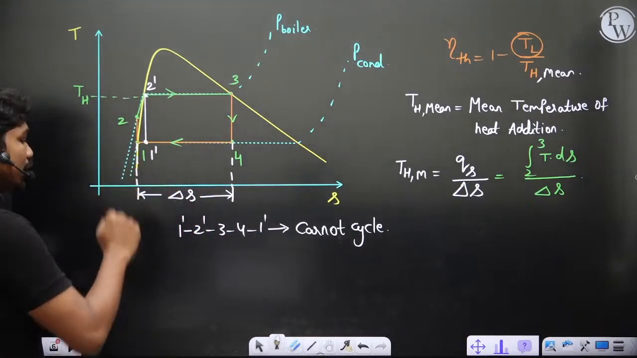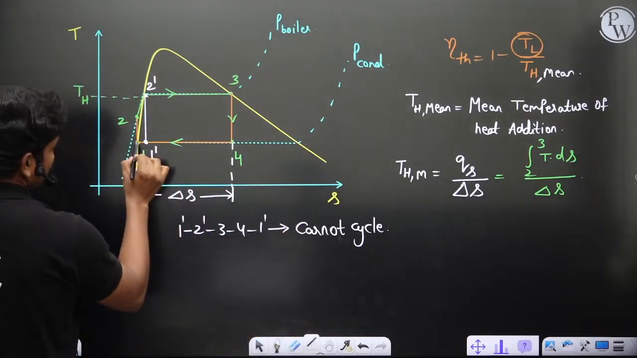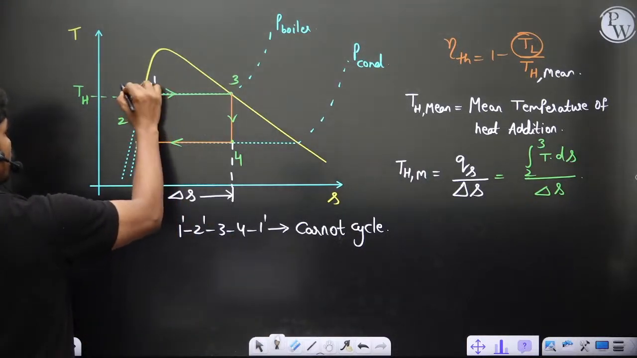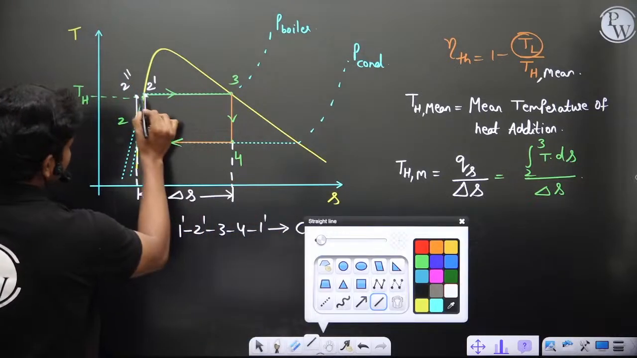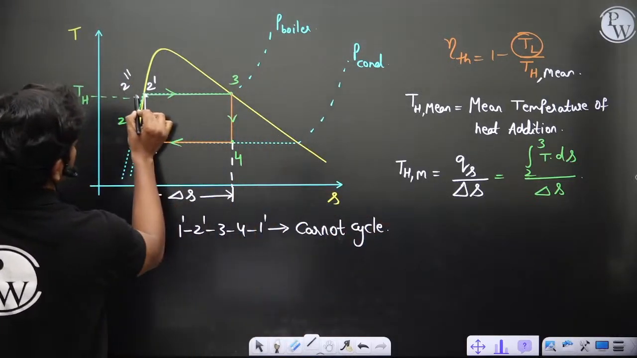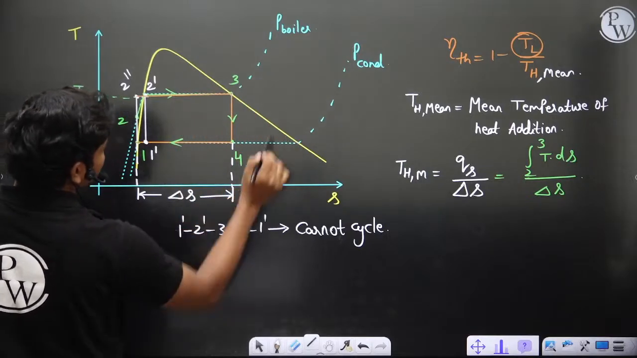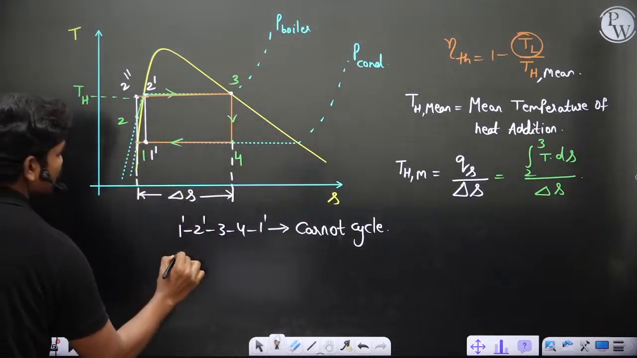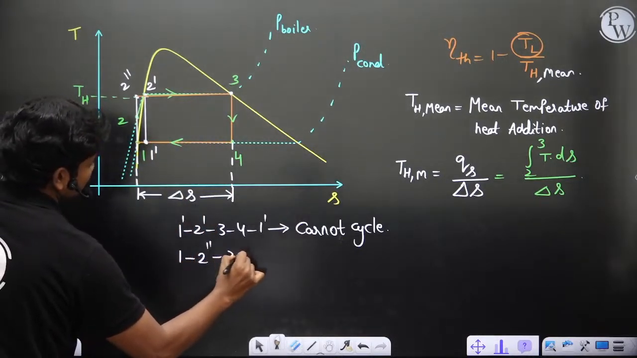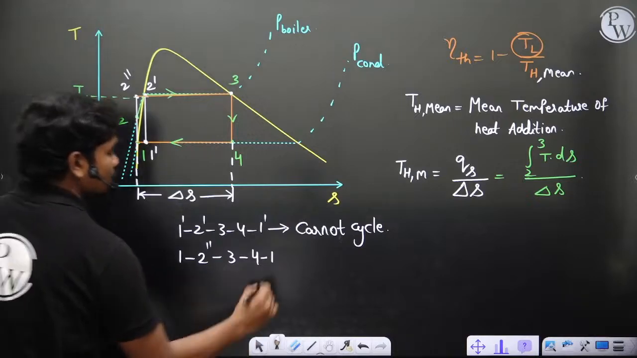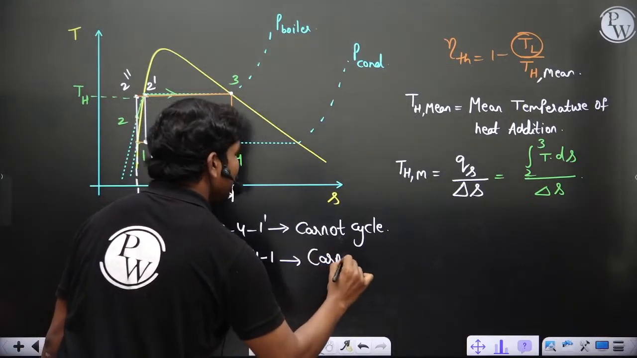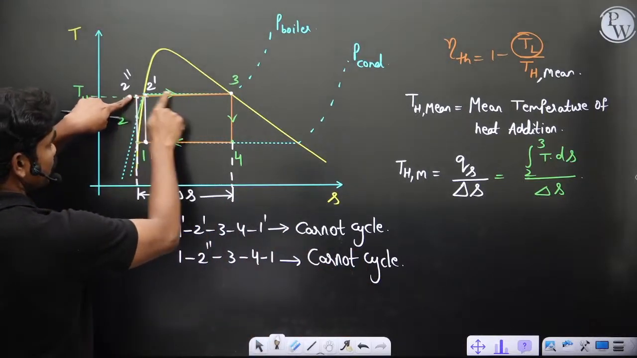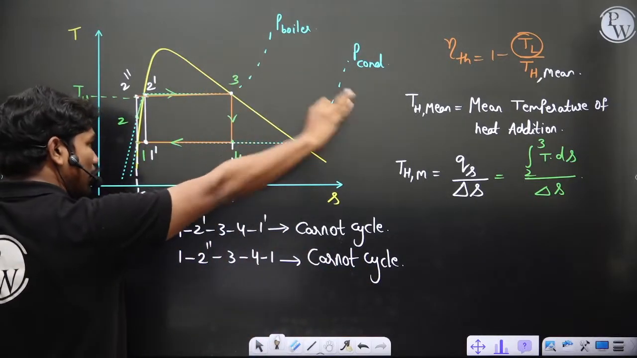Or you might have also done this thing. Look, instead of stopping this at 2, you can take this up to 2 double dash. Then your heat addition process is like this: 2 dash 2 double dash to 3 along constant temperature, 2 double dash to 3, and 3 to 4, again 4 to 1 as usual. So 1 2 double dash 3 4 1. So this is one more Carnot possibility. Even in this case you might have same TL, but from 2 double dash to 3, the heat addition is happening at constant temperature of TH.